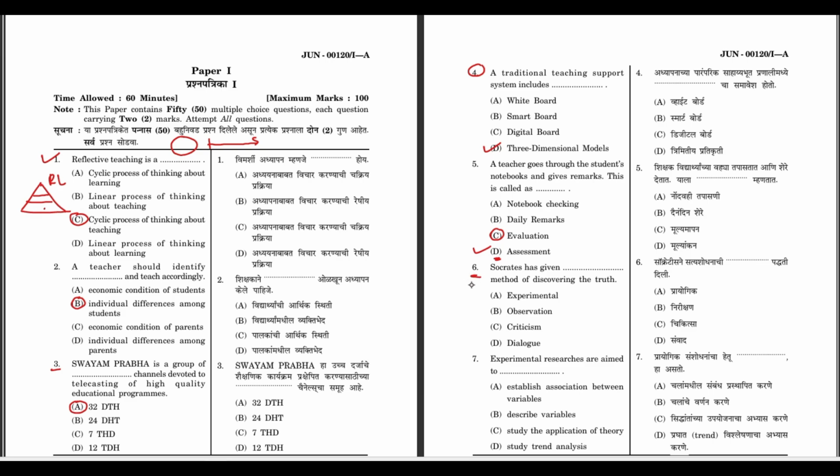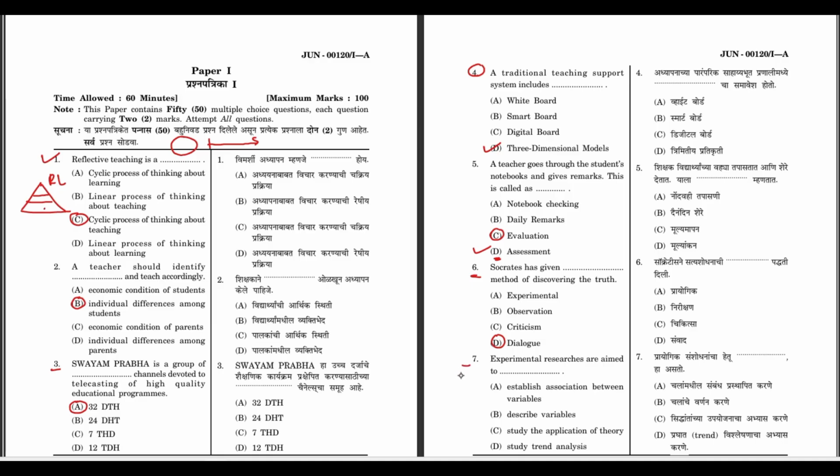Next question. Socrates has given dash method of discovering the truth: experimental, observation, criticism, or dialogue. Correct answer is D. It is a form of philosophical inquiry that involves dialogues, questioning, and discussion to stimulate critical thinking and uncover truth. Next question.